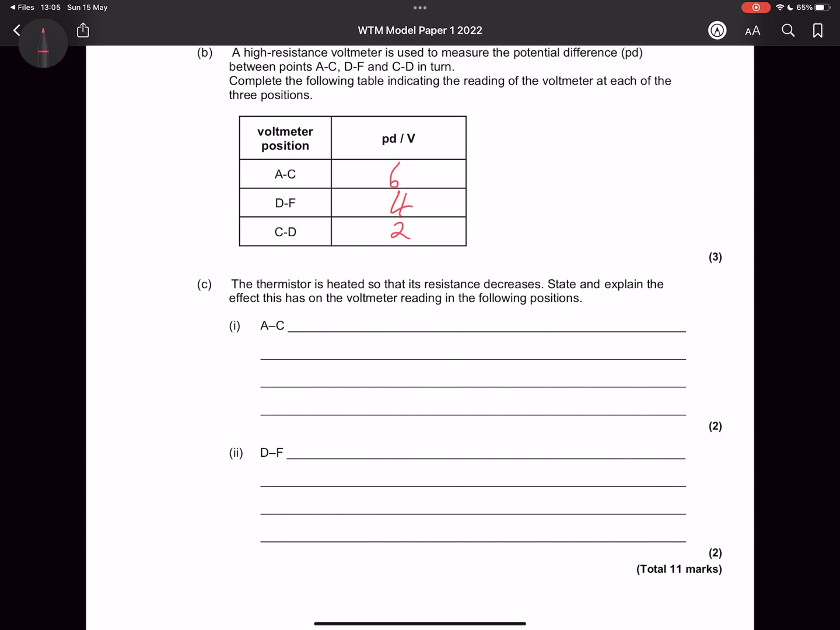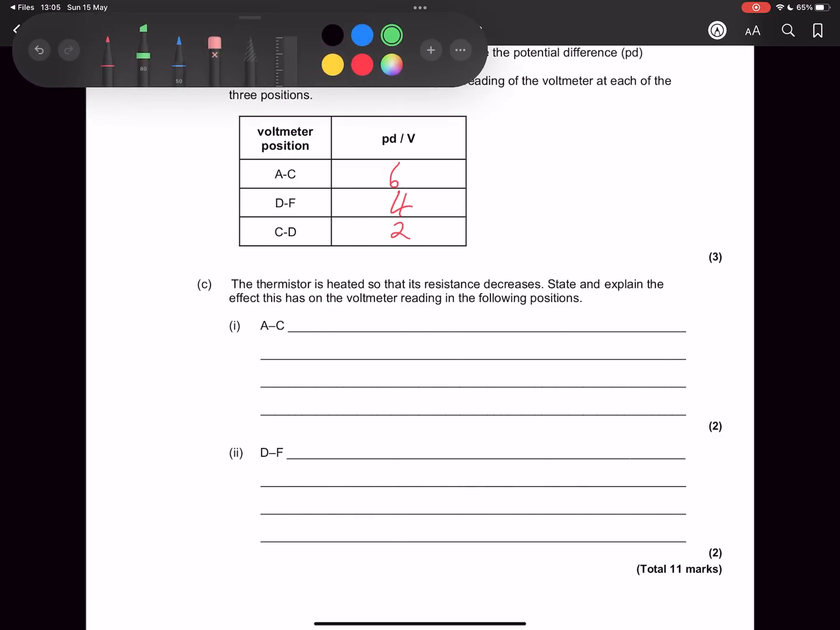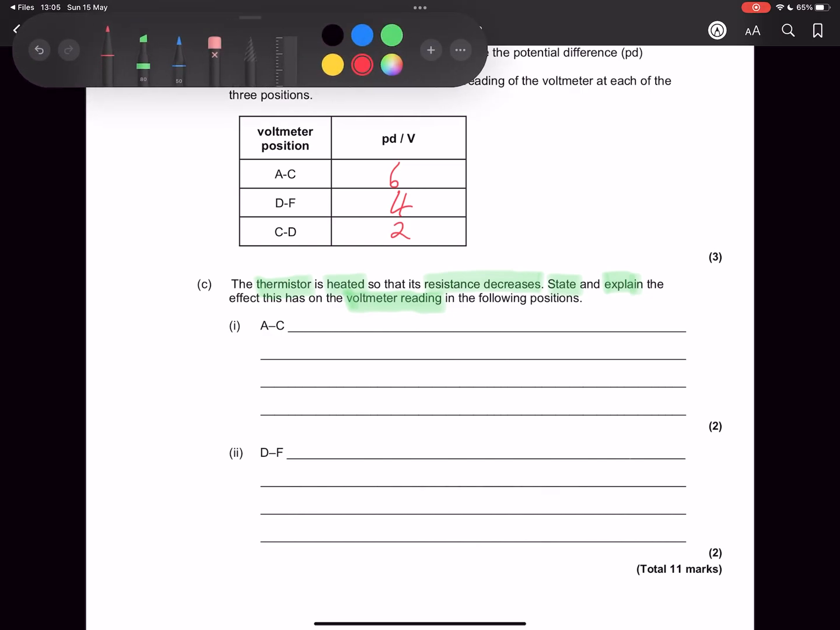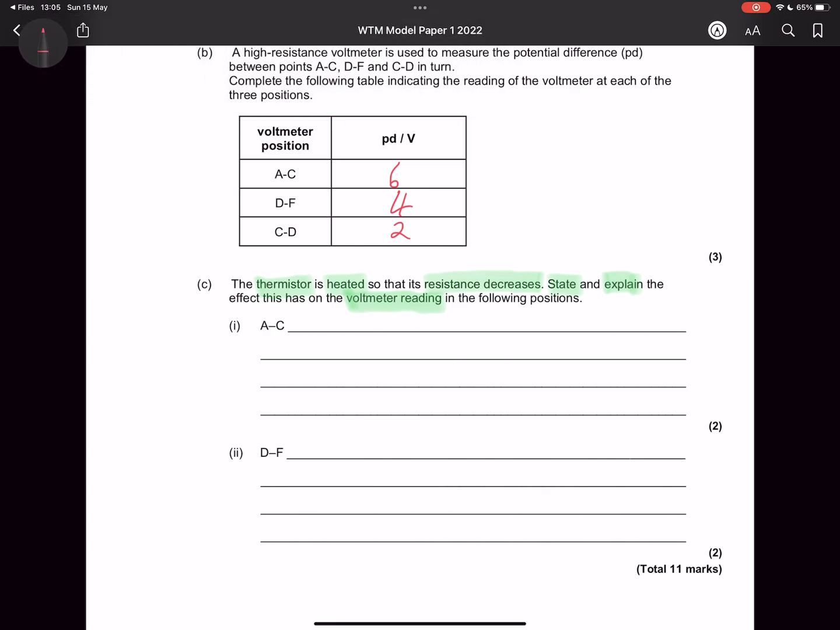Now that leads us into part C, where we're talking now about the thermistor being heated, so the resistance changes. In this case, it's going to decrease. So we want to state and explain. So a simple yes, no, increase, decrease, that sort of thing for the state, and explain needs to realistically reference the pathway or other resistors on that pathway. Because at the end of the day, it is essentially Kirchhoff's laws that we're discussing.